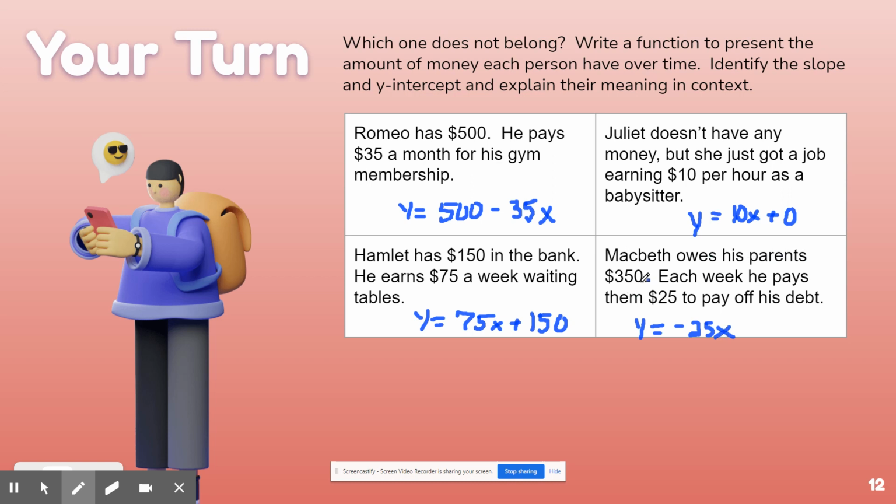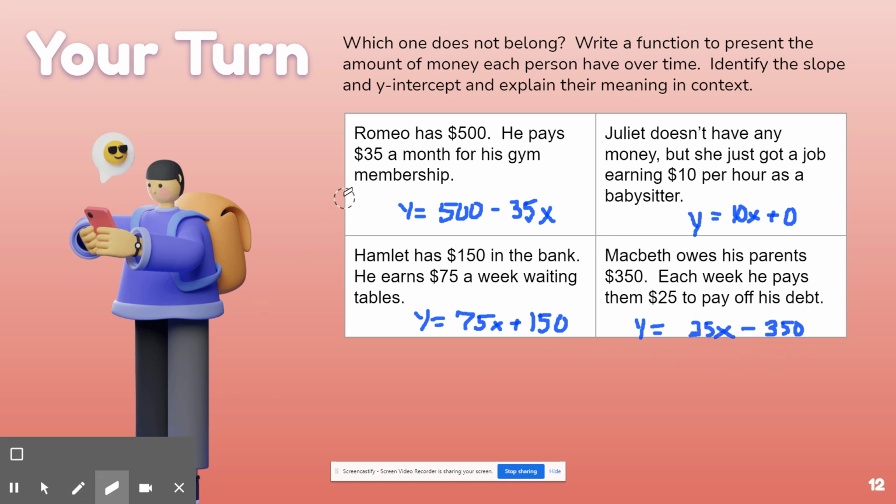So Macbeth owes his parents $350. Each week he pays them $25. So he owes them $350. So the problem is one of these has to be positive. So you could go, oh, well, y equals 25x minus 350. And so he'll eventually pay off his debt that way.